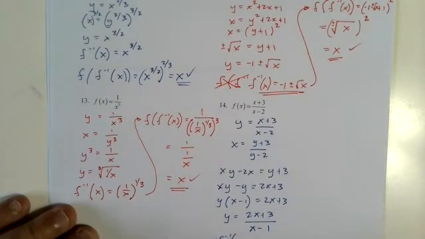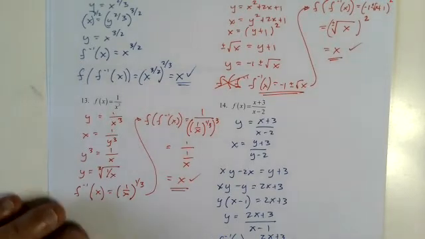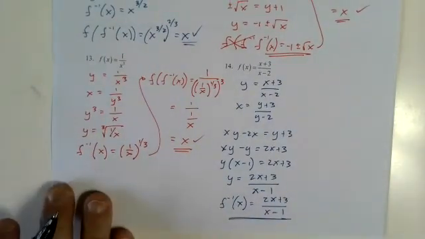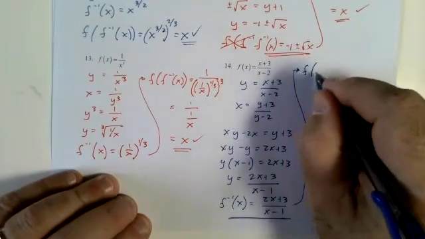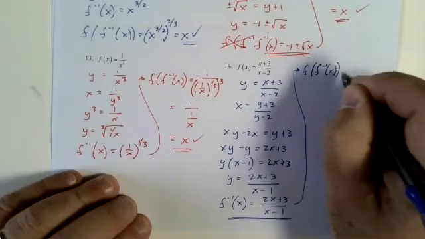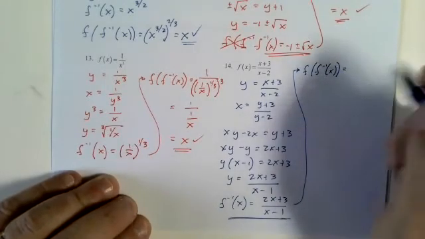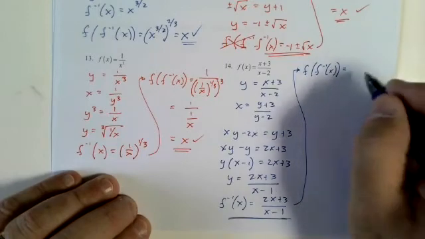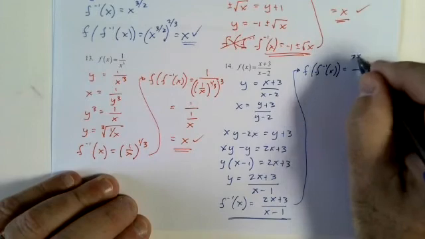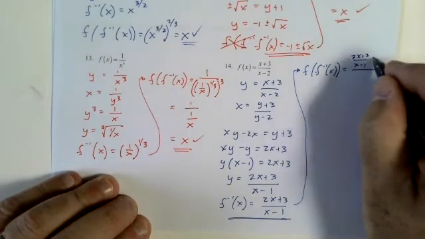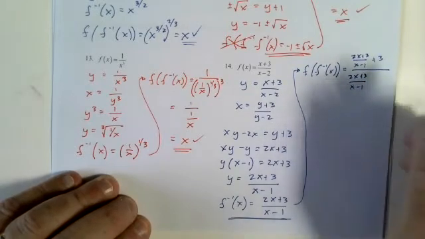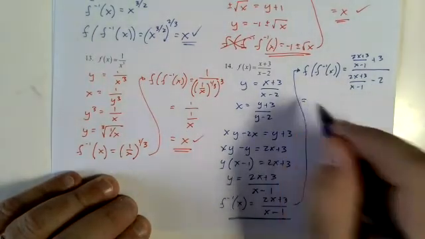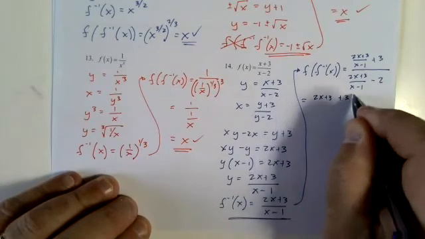The inverse, 2x plus 3 over x minus 1. Sorry about that. Check if we did it. Hopefully I can fit all this in. 2x plus 3 over x minus 1 plus 3, over 2x plus 3 over x minus 1 minus 2.